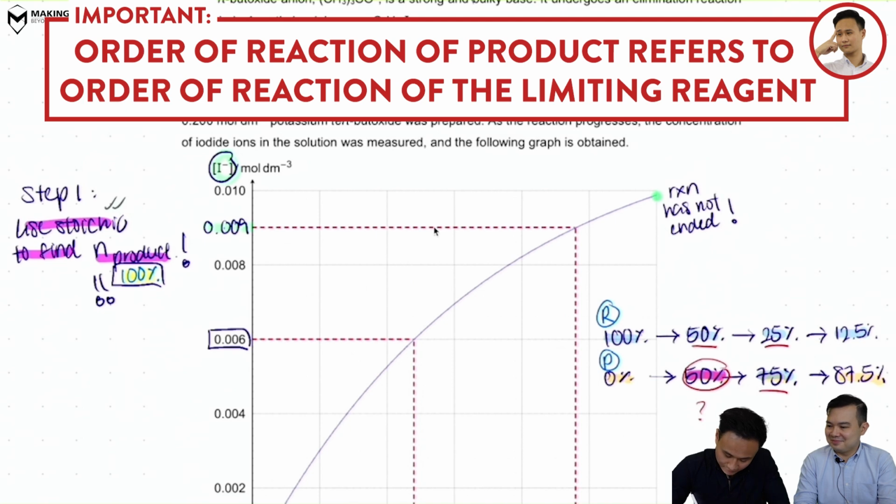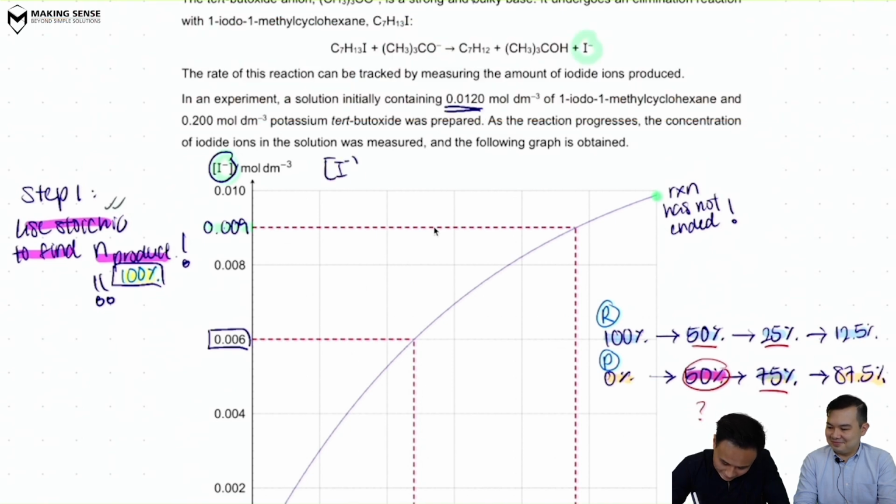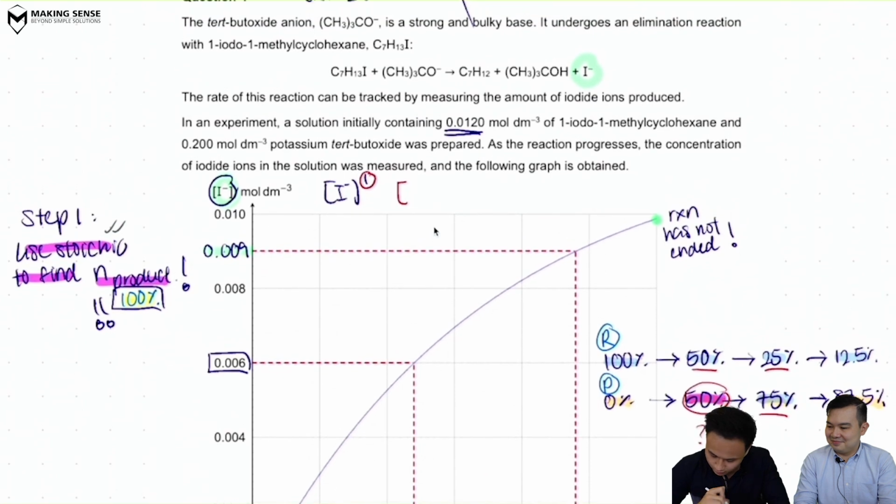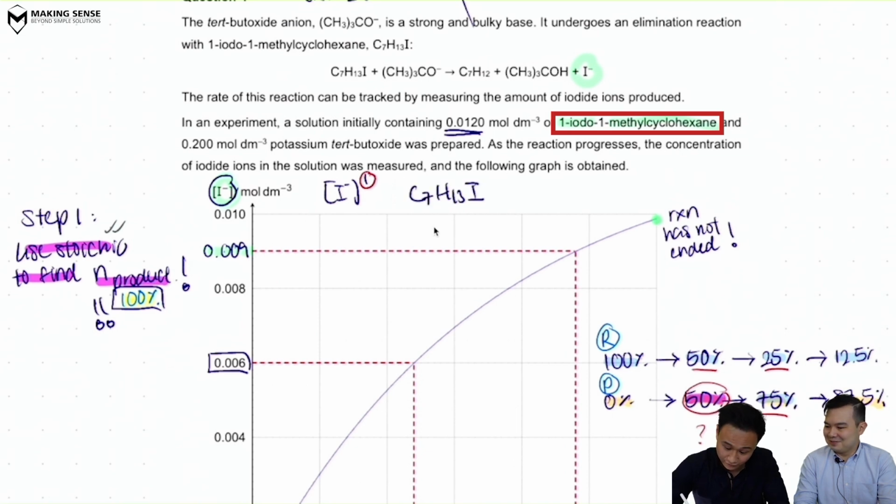If the order of reaction with respect to I minus is 1, this means nothing to you because we don't care about products. This means that actually the order of reaction of the limiting reagent in this question, which is 1-iodo-1-methylcyclohexane, C7H13. The thing with the I lah. Yeah, with the I, okay? The order of this reaction with respect to the thing with the I is 1, okay? And that's what it means.